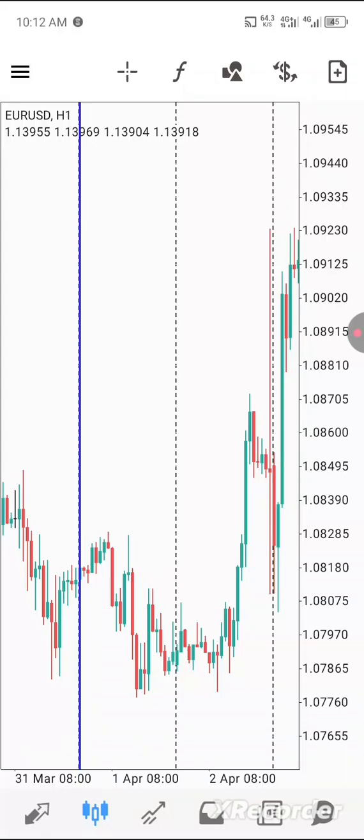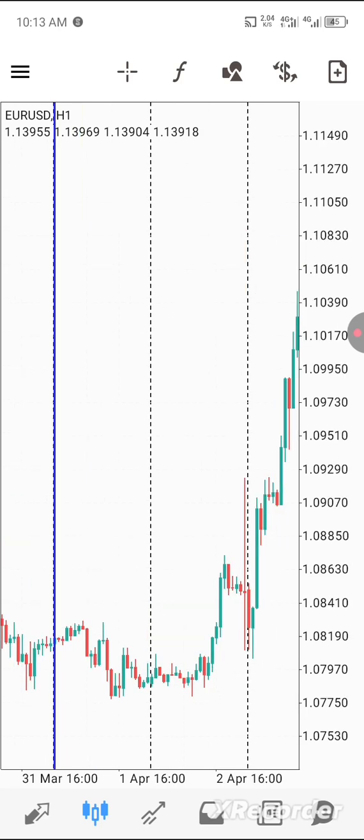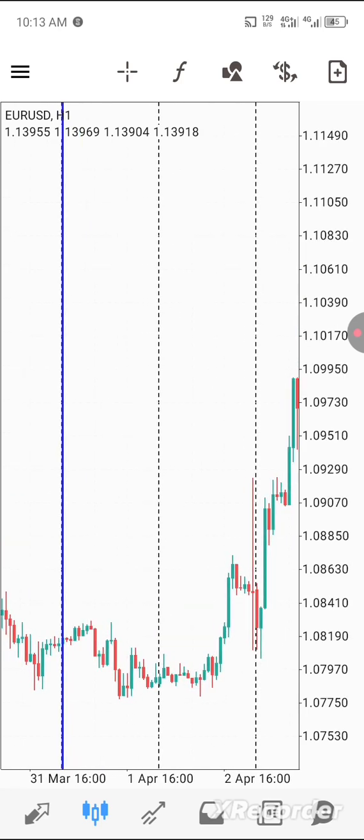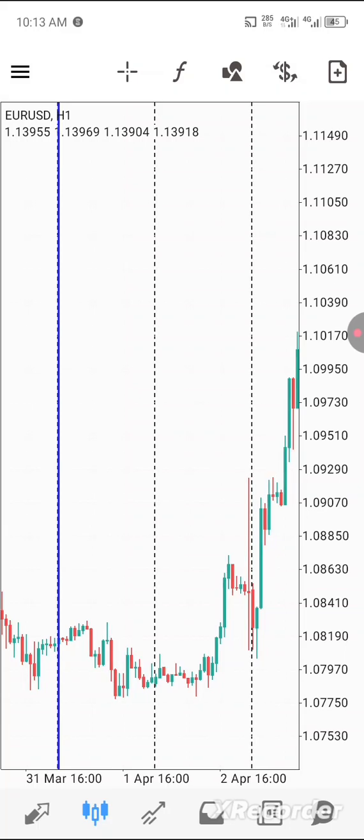Today we'll be trading Euro USD on the 1 hour time frame, and we'll be using a popular tool called the moving average. So before we put the indicator on the screen, let's take a look at the markets.